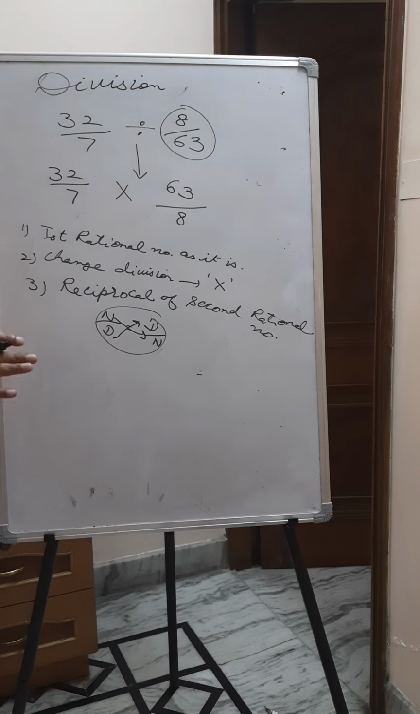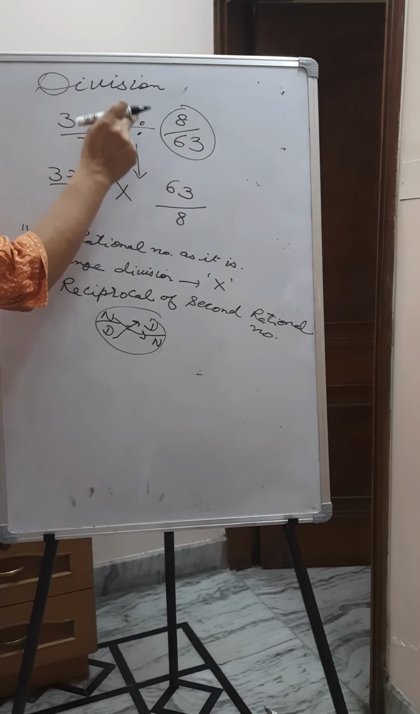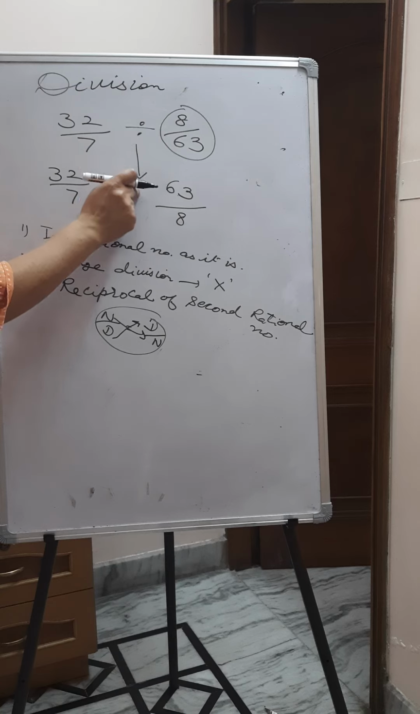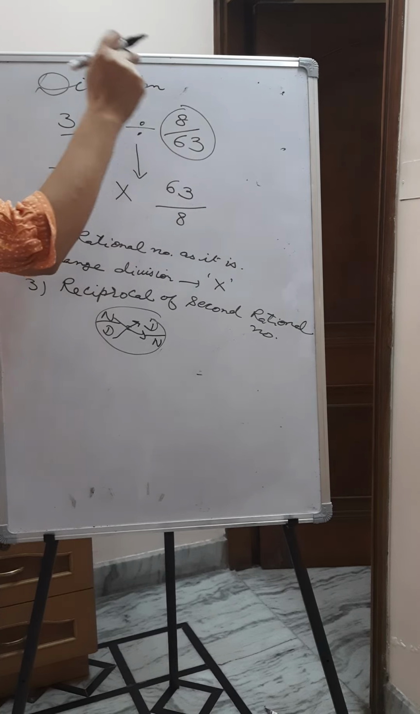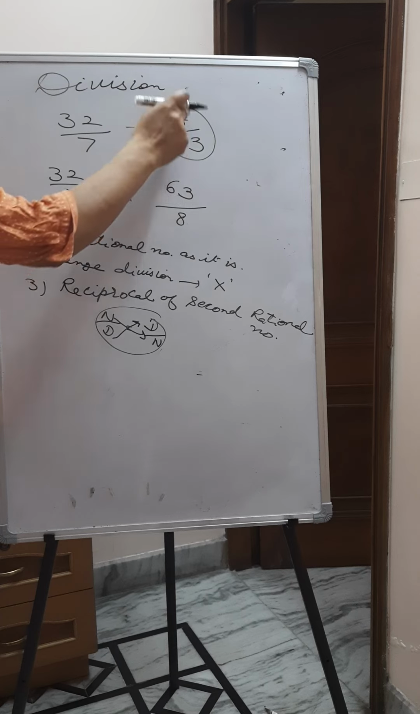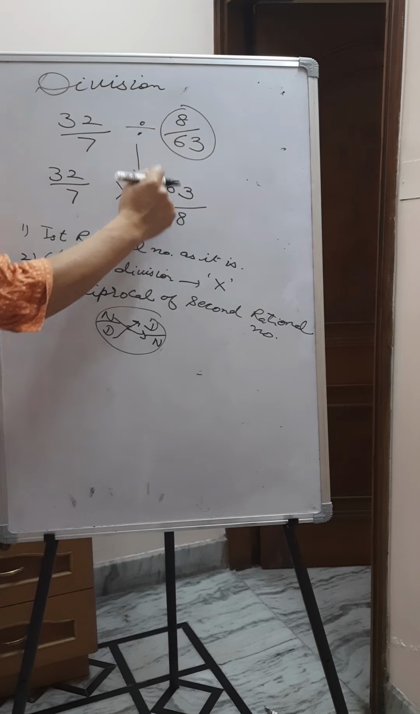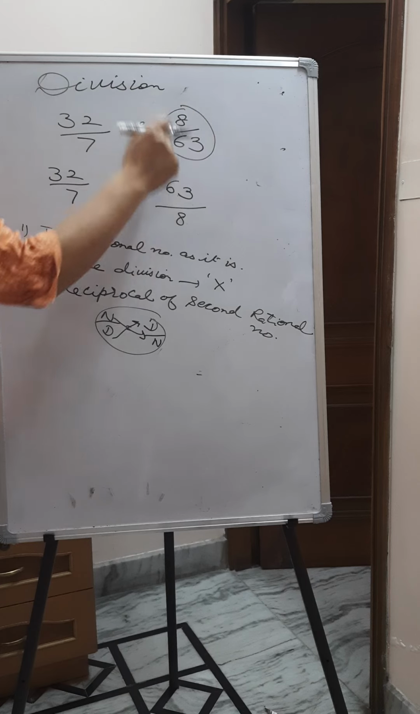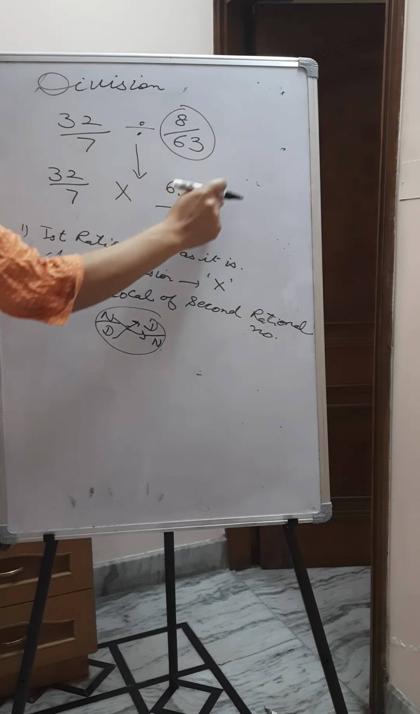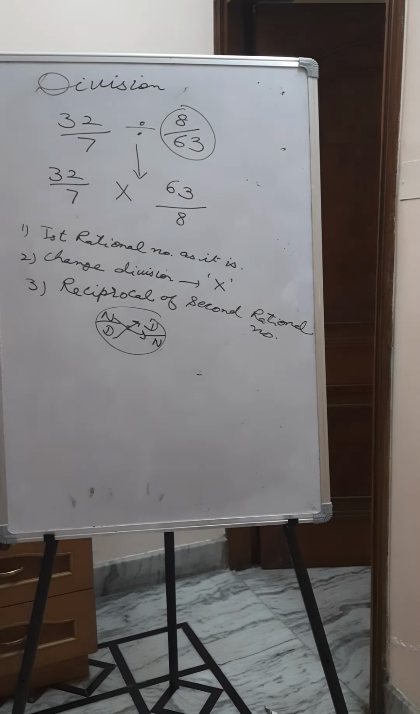Follow this point. This is only in case of division. In case of division, division will change into multiplication, and the second rational number, and in case of fractions also, the second fraction is reciprocalized. 63 in denominator becomes numerator and 8 in numerator becomes denominator.